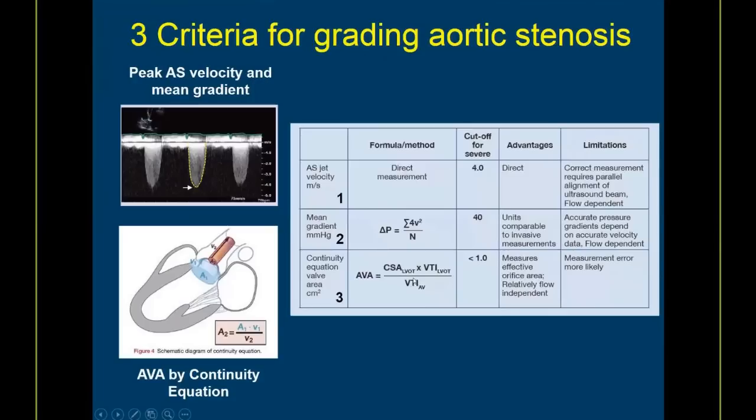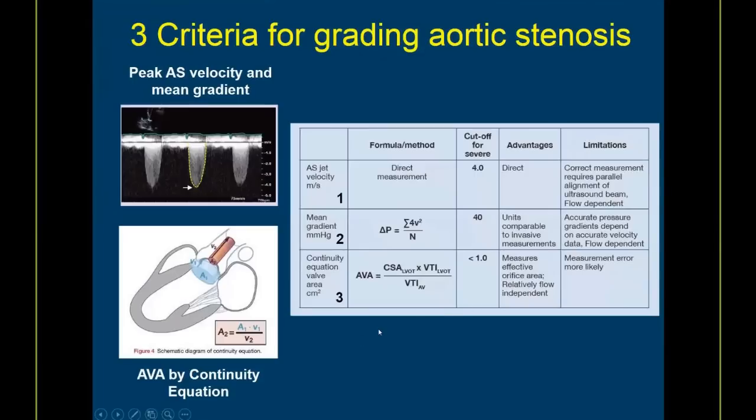For mean gradient, there are similar advantages and disadvantages to velocity. It's also a direct measurement. It's also flow dependent. Another advantage of mean gradient is that this is the measure that's most directly comparable to invasive cath lab gradients. So when you're comparing cath lab data with echo data, you want to compare the mean gradients together, not the peaks.